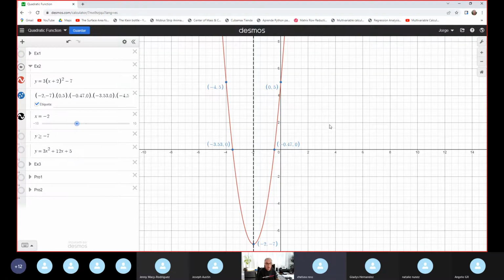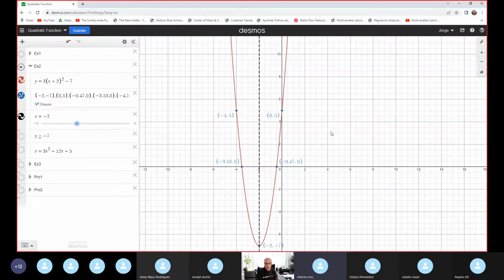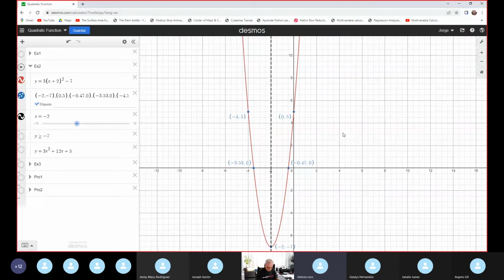Suppose now I ask you, what is the domain of this parabola? All real numbers. Very well. How do you know? The reason is, it's a parabola. And for parabolas, the domain is all real numbers. That's it. The domain of a parabola is always all real numbers.